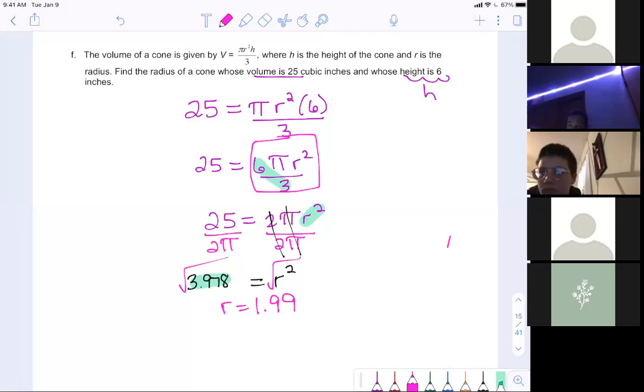So the information that was given to us, it says we have cubic inches and then the height is in inches. So that means our radius would be in inches as well. We don't have a plus or minus because I cannot have a negative radius. Distance is positive. A length of a radius here of a cone is also positive.